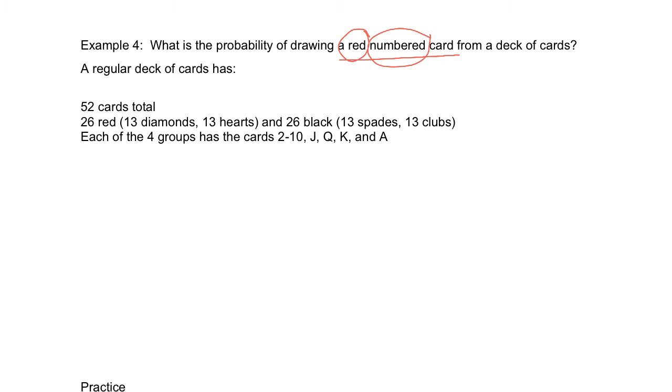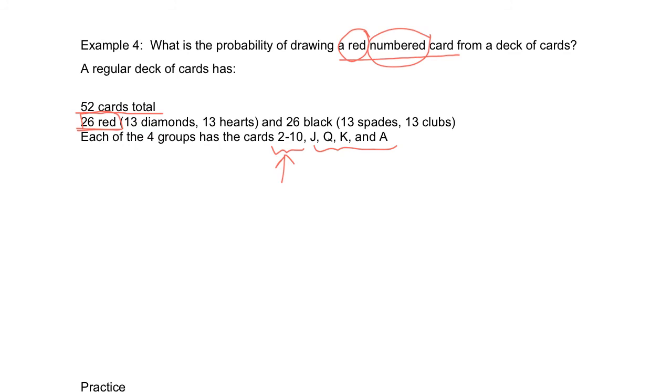So a regular card deck has 52 cards in total. We have 26 red ones and 26 black ones. And each of the groups has cards 2 to 10, and then we have Jack, King, Queen, and Ace for each suit. Okay? So each of the four groups has those ones. Again, we want the red numbered cards. So we have 26 red, and we only want the numbers.